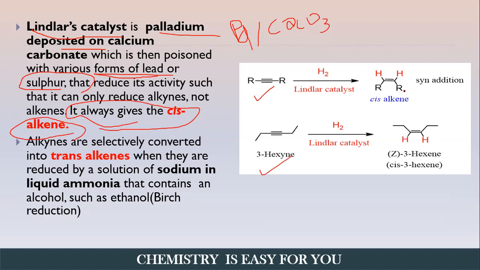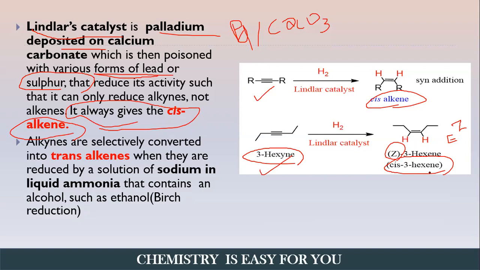You can see this is a representative reaction, and here also you get a cis alkene, and here we have given a typical example, 3-hexyne. Again we get Z, the cis form. E is the trans form, Z is the cis form, so here we get cis. Now, alkynes are selectively converted into trans alkenes when they are reduced by sodium in liquid ammonia.